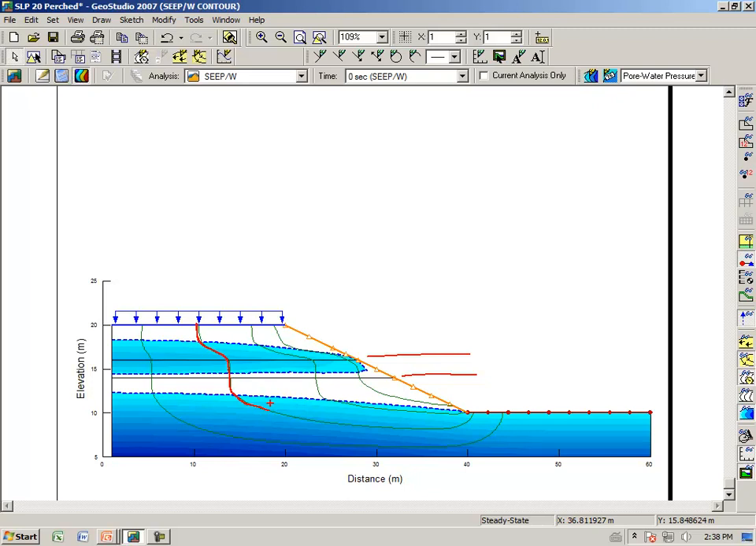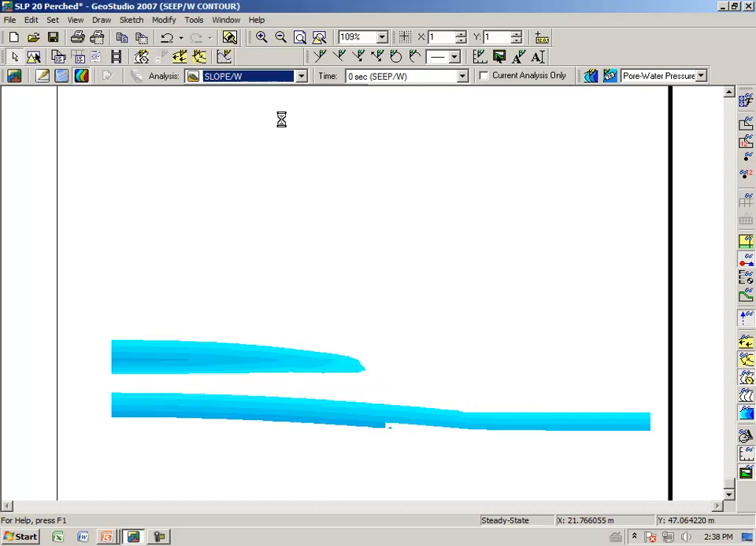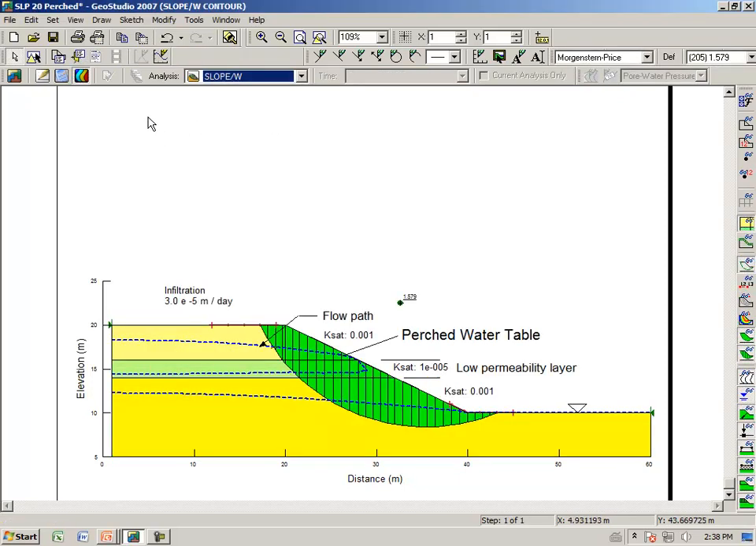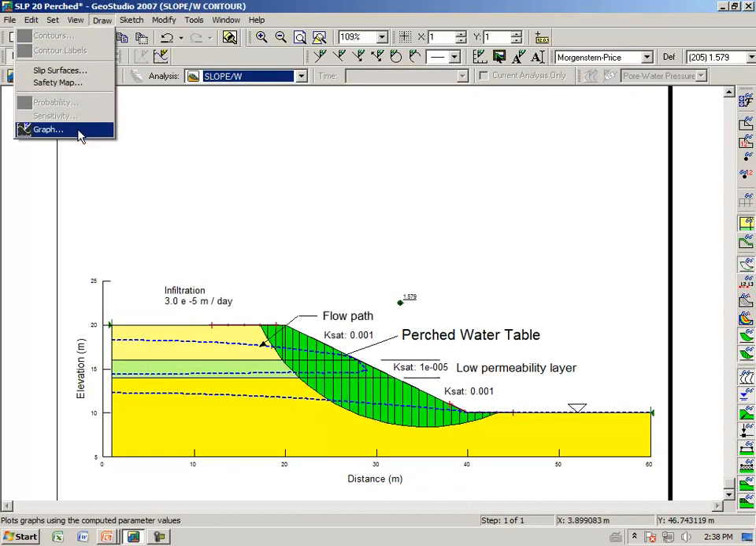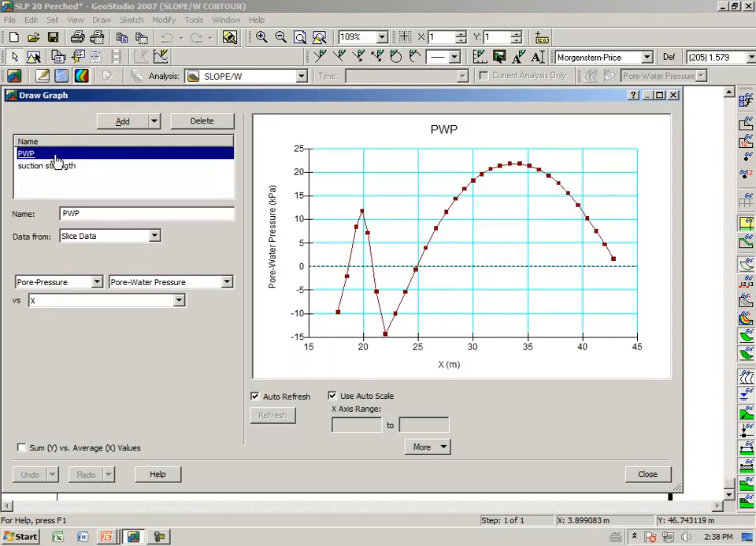The most interesting part in the context of pore water pressures now is to take a look at the SLOPE/W results. And once again we say draw a graph of pore water pressure, and you see here that the pore water pressure is negative at the start, then the pore water pressure goes positive where the water table is perched, then the pore pressure goes negative, and then it again becomes positive.